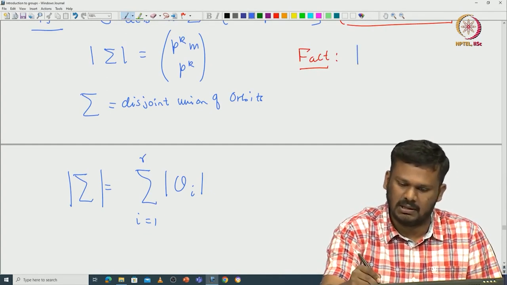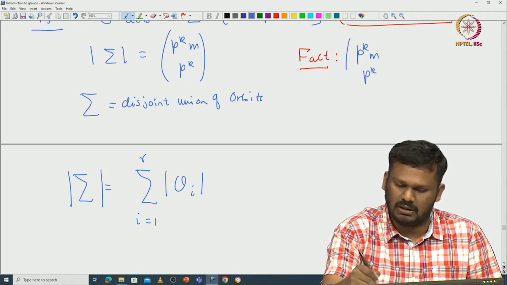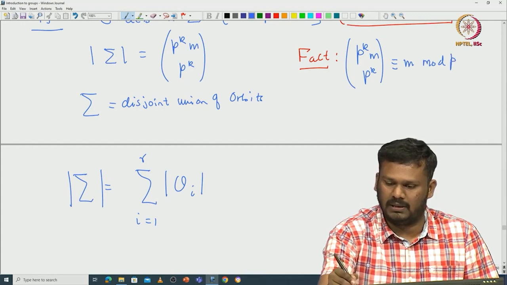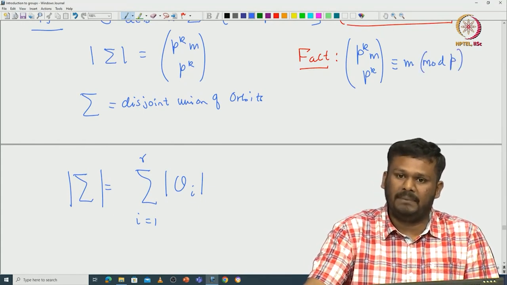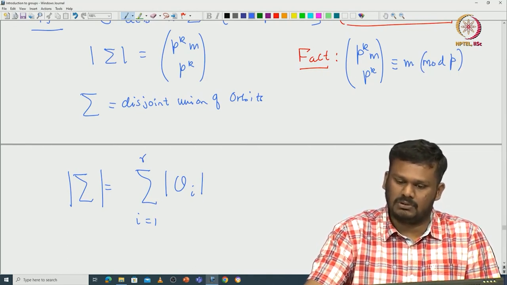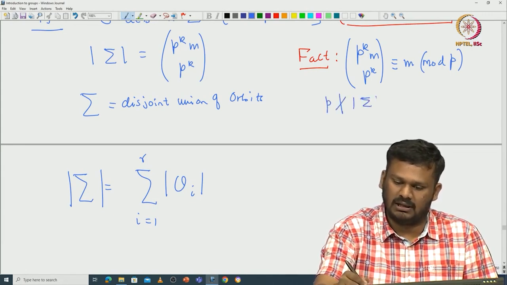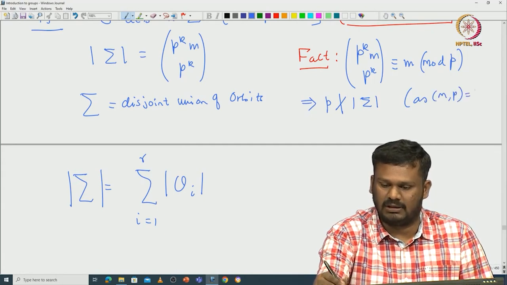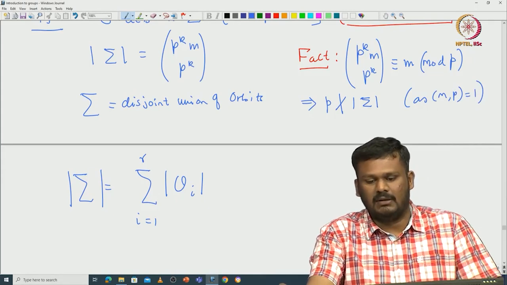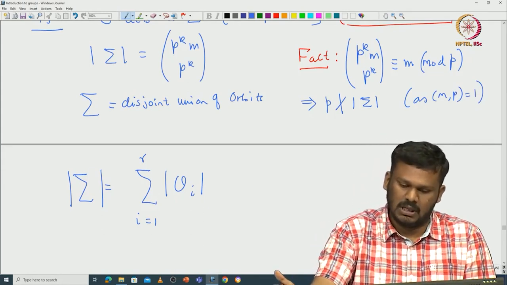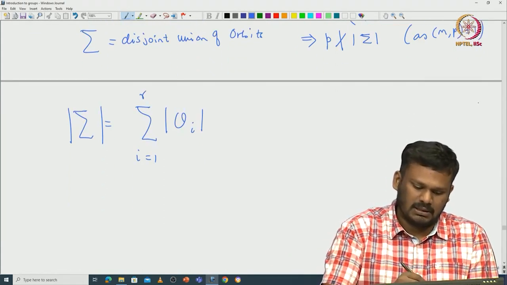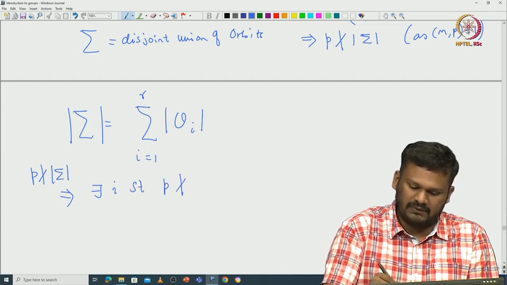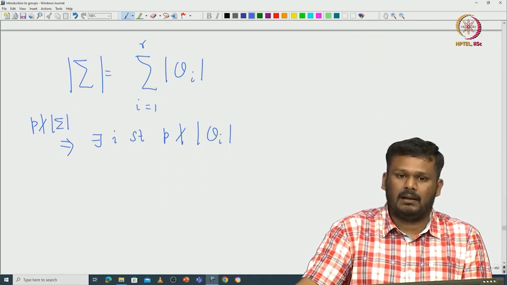The fact states that p power k m choose p power k is exactly congruent to m modulo p. So in particular, p doesn't divide the left hand side, so p doesn't divide the cardinality of sigma. This follows immediately because m is relatively prime with p. If p divides the cardinality of sigma, then m is congruent to 0 modulo p. That is absurd. Since p doesn't divide the cardinality of sigma, there exists an i such that p doesn't divide the cardinality of one of the orbits.